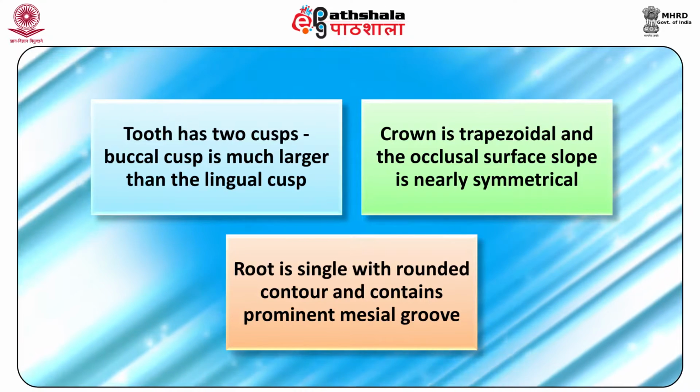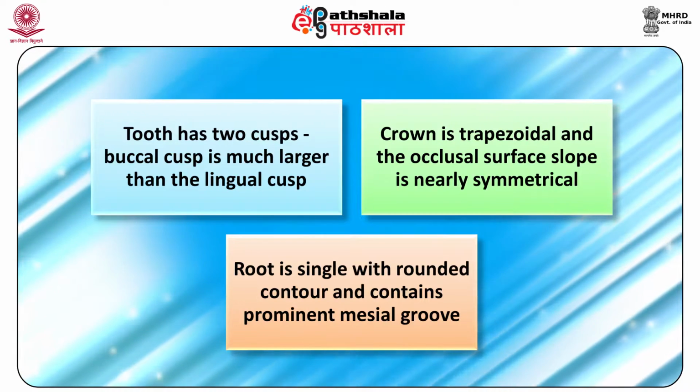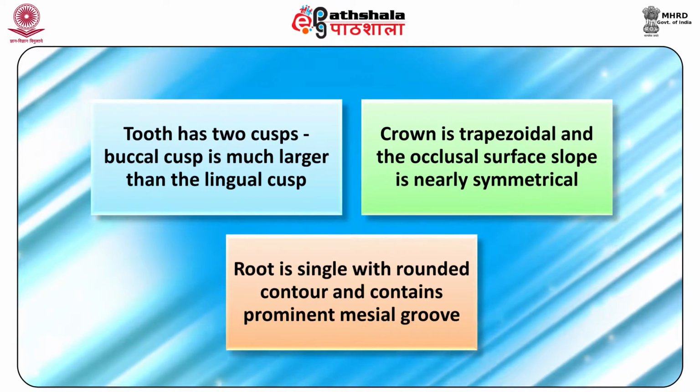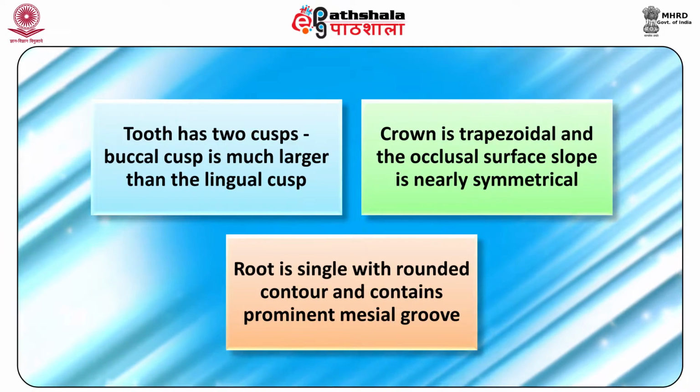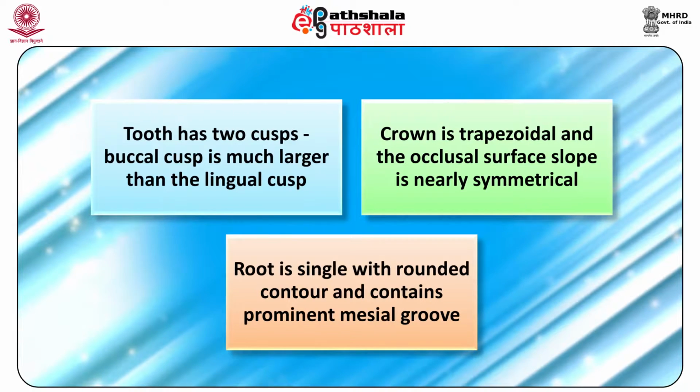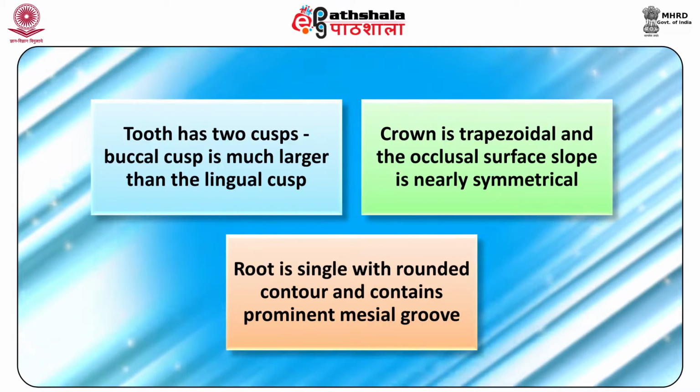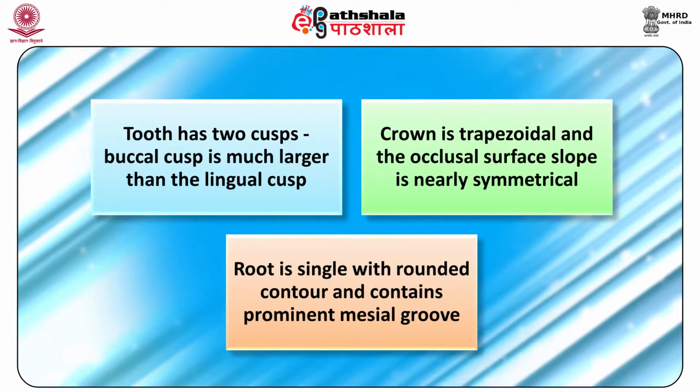Coming on to the permanent mandibular first premolar. This tooth has got two cusps. The buccal cusp is much larger than the lingual cusp. The crown is trapezoidal and the occlusal surface slope is nearly symmetrical. The root is single with a rounded contour and contains a prominent mesial groove. From the buccal aspect, the form of the mandibular first premolar crown is nearly symmetrical bilaterally. The mesial surface of the root is smooth and flat from the buccal margin to the center.